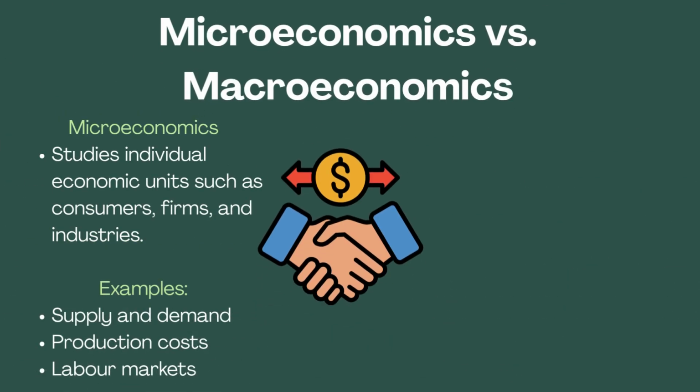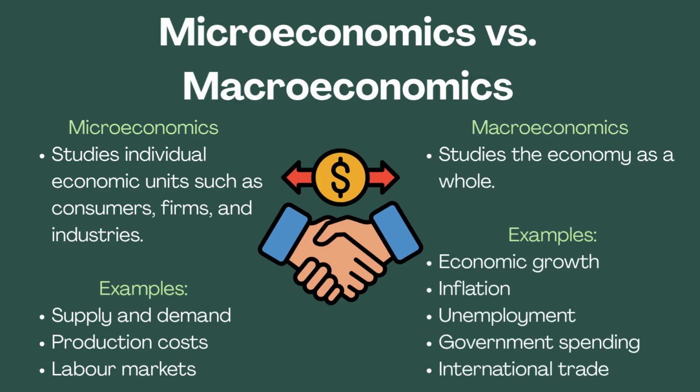There are two main branches of economics, microeconomics and macroeconomics. Microeconomics focuses on individual consumers, businesses, and industries. It looks at things like supply and demand, production costs, and labor markets. Macroeconomics looks at the economy as a whole. It focuses on issues such as inflation, unemployment, economic growth, government spending, and international trade.